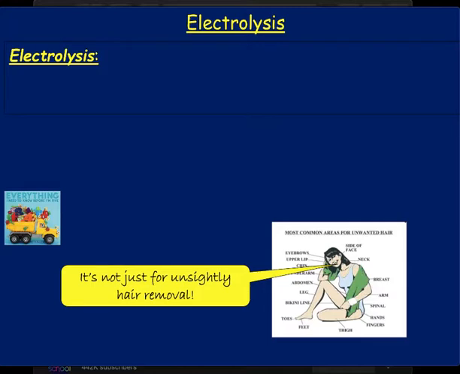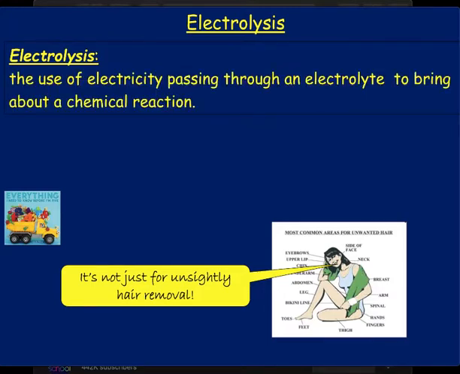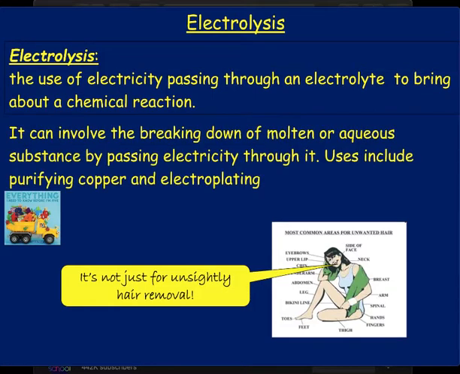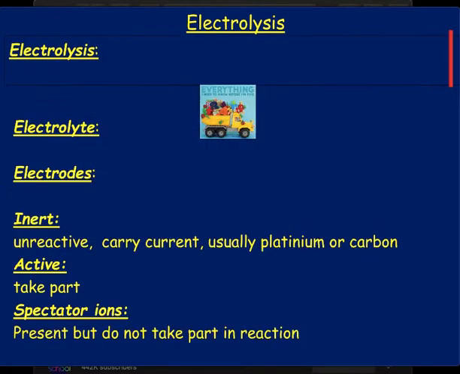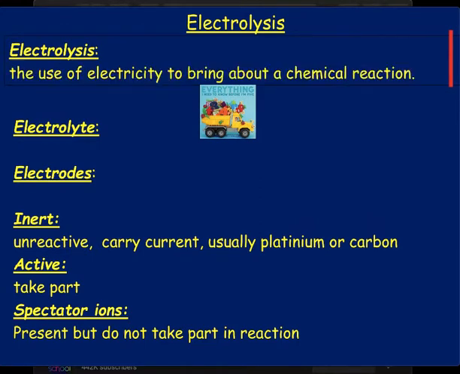So just to recap, electrolysis is when you use electricity to bring about a chemical reaction. It's really important, and we've learned this when we did ionic compounds, that they can only conduct electricity when they're molten or when they are aqueous, so that's salt dissolved in water. And there's loads of commercial uses for it, so things like purifying copper and electroplating, which we'll talk about.